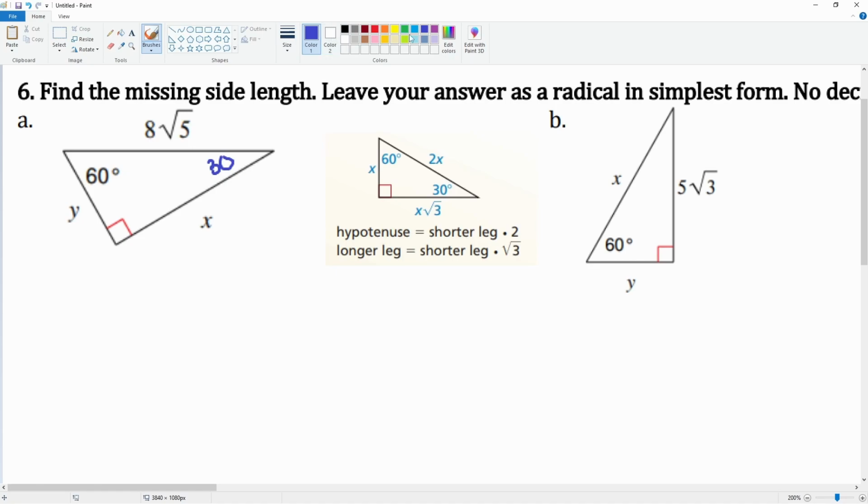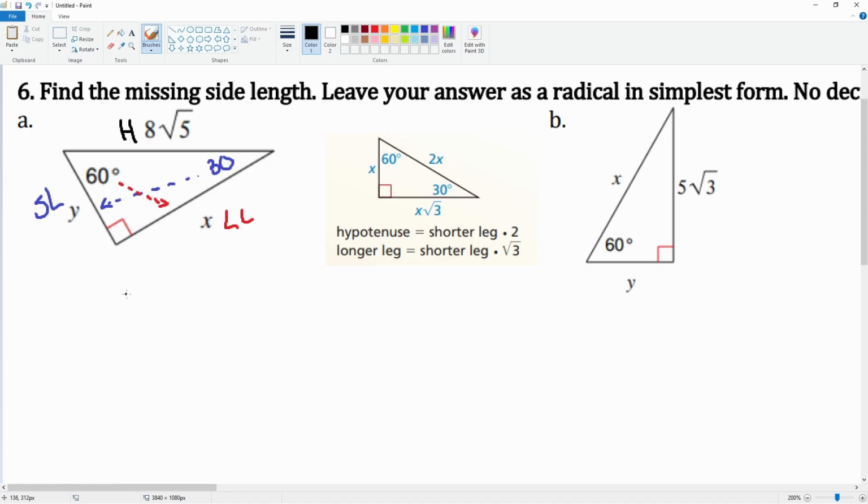So I can figure out my short leg and my long leg. I need to find my long leg and my short leg first. So the fact that this is 30, the opposite one is here. So this is my short leg, which is y. And my 60, opposite to that would be my long leg. And then this would be my hypotenuse.